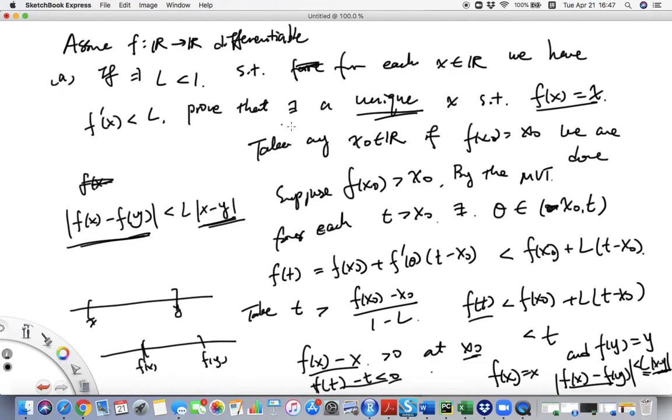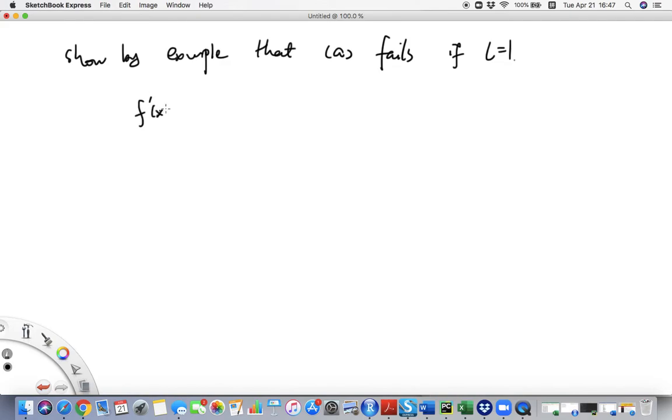So here a crucial assumption is that L is less than 1. If we relax the condition, show by example that part A fails if L is equal to 1. So that means if the absolute value of f prime of x is less than 1, then it might not be true that f has a fixed point.